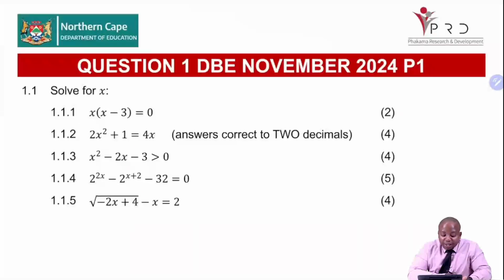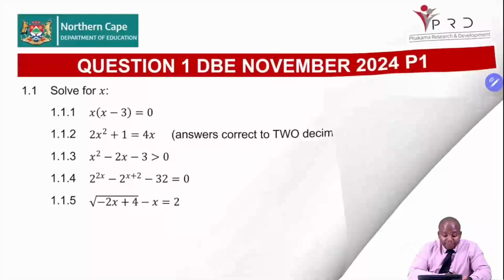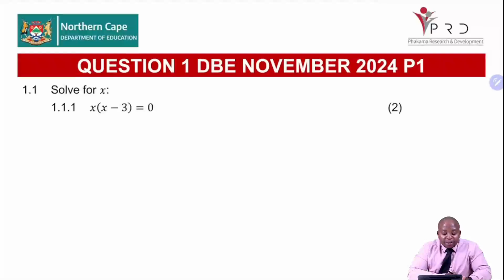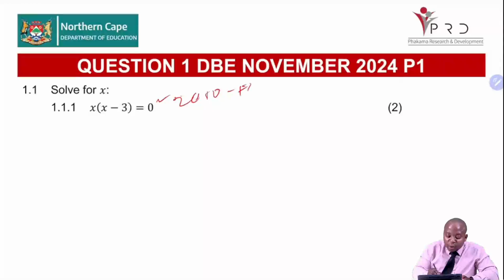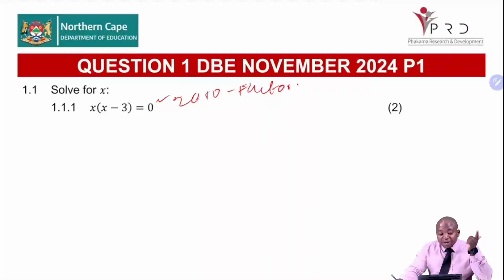Welcome back, grade 12. Let us look at question 1. 1.1 reads as follows. Solve for x. 1.1.1, it says we have x into x minus 3 is equals to 0. Remember, we just need to know what is happening here. When we are looking at questions that involve the zero factor law, what I need to know is, do I have my equation in a standard form? Yes, I do. Is my equation factorized?